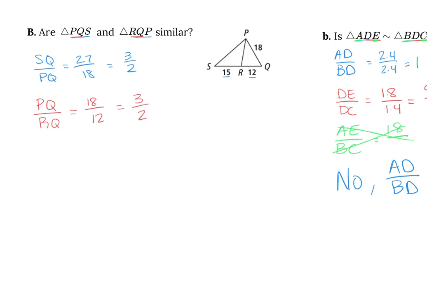Okay, so those two ratios are the same, so we are able to show that triangle PQS is similar to triangle RQP by side angle side. And the angle that is similar is Q because they share that same angle. So we have two sides and that angle Q that are similar.